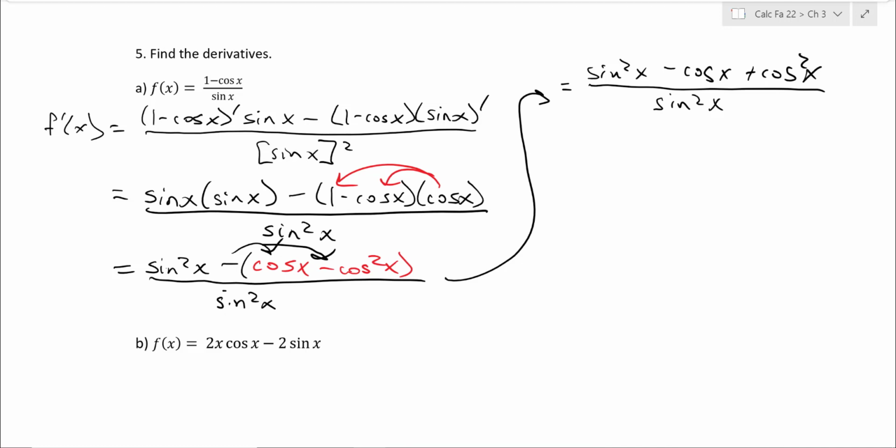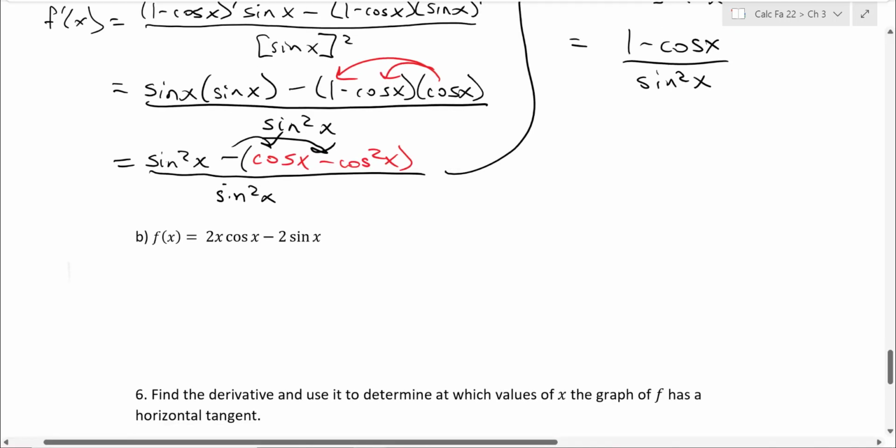And so definitely want to simplify this if you can, right? The sine squared x plus cosine squared x should give us 1. So our derivative here would be 1 minus cosine x over sine squared x. And you could keep manipulating the trig function forever and ever, but we'll stop there. Hopefully that's good enough to see.